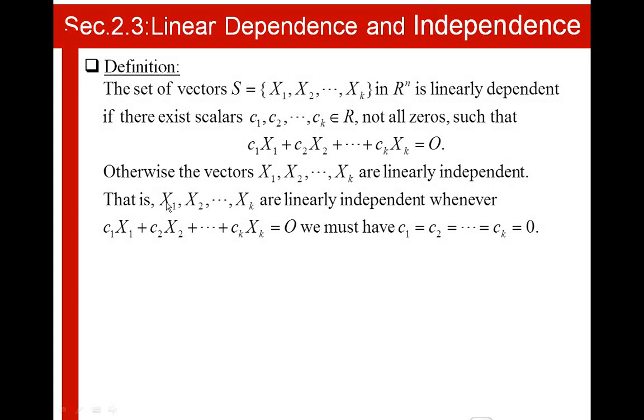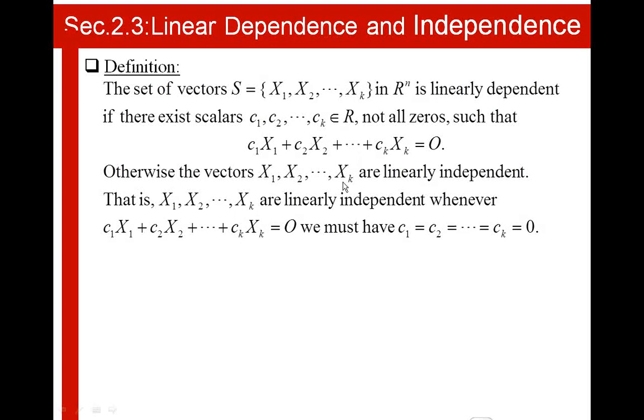That is, x1, x2 to xk are linearly independent if whenever c1 x1 plus c2 x2 plus ck xk is equal to 0, we must have c1 equal to c2 equal to ck equal to 0, which is the trivial solution. So whenever we have a trivial solution, it means that the vectors are linearly independent. If we have at least one of the c values different than 0, then the vectors are linearly dependent.